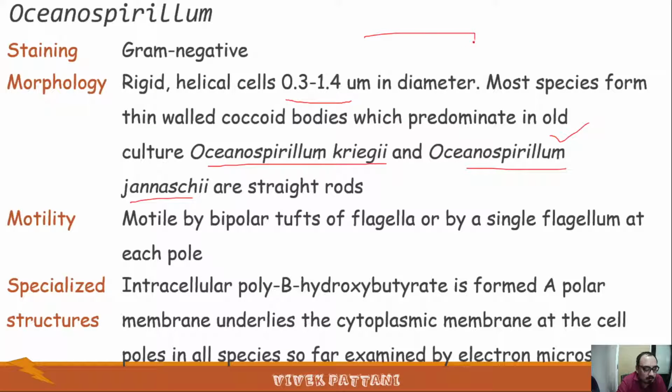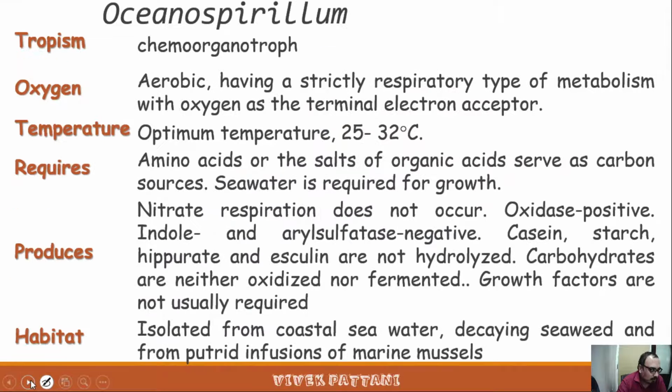For example, this one is a bacterial cell, and there may be just a single flagellum. Now, specialized structures: intracellular beta-hydroxybutyrate granules are present, and a polar membrane underlies the cytoplasmic membrane at the cell poles in all species so far examined by electron microscopy.